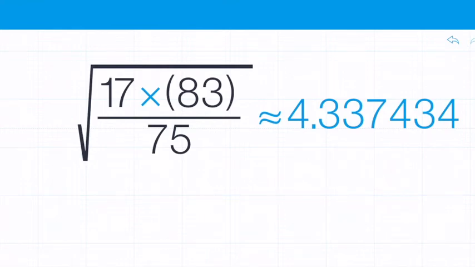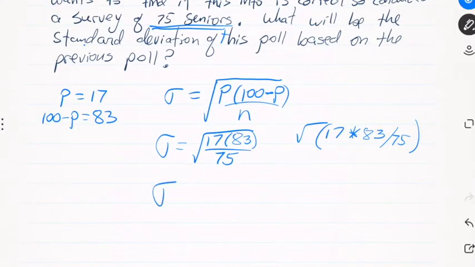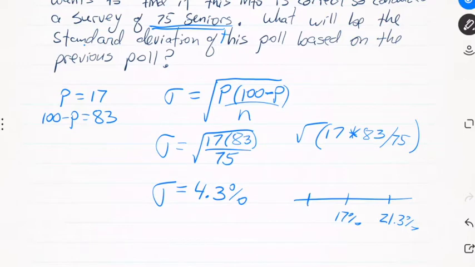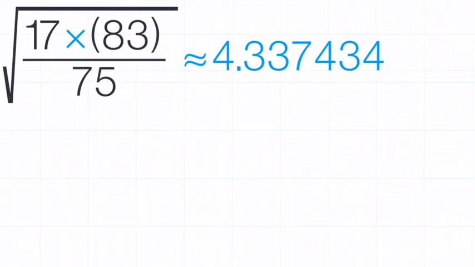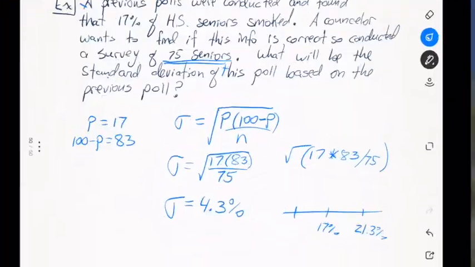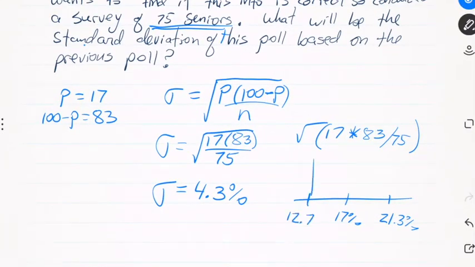So 4.3. The standard deviation of this information that he would expect would be 4.3%. So if your mean is 17%, then one standard deviation above the mean is going to be 4.3 plus 17, or 21.3%. And one standard deviation below the mean, I'm not going to do that in my head, 17 minus 4.3 is 12.7. So it kind of gives us an idea. Now this would be 68% of the time he would expect his high school to be within these percentages of smoking. And later we'll play around with this idea a little bit more.